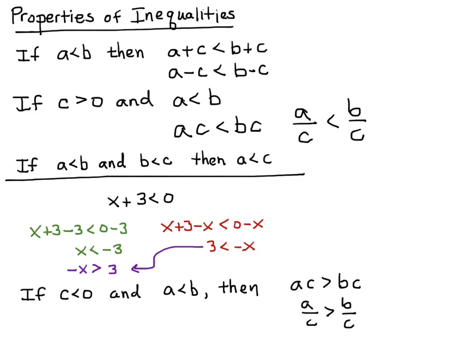Okay, so then here it is. If C is negative and A is less than B, we multiply both sides by C, we get AC is greater than BC. Now let's just put in some numbers. Let's say C is negative 1. Let's say A is 2 and B is 4. So if 2 is less than 4, we multiply both sides by negative 1, we get negative 2 is actually greater than negative 4.